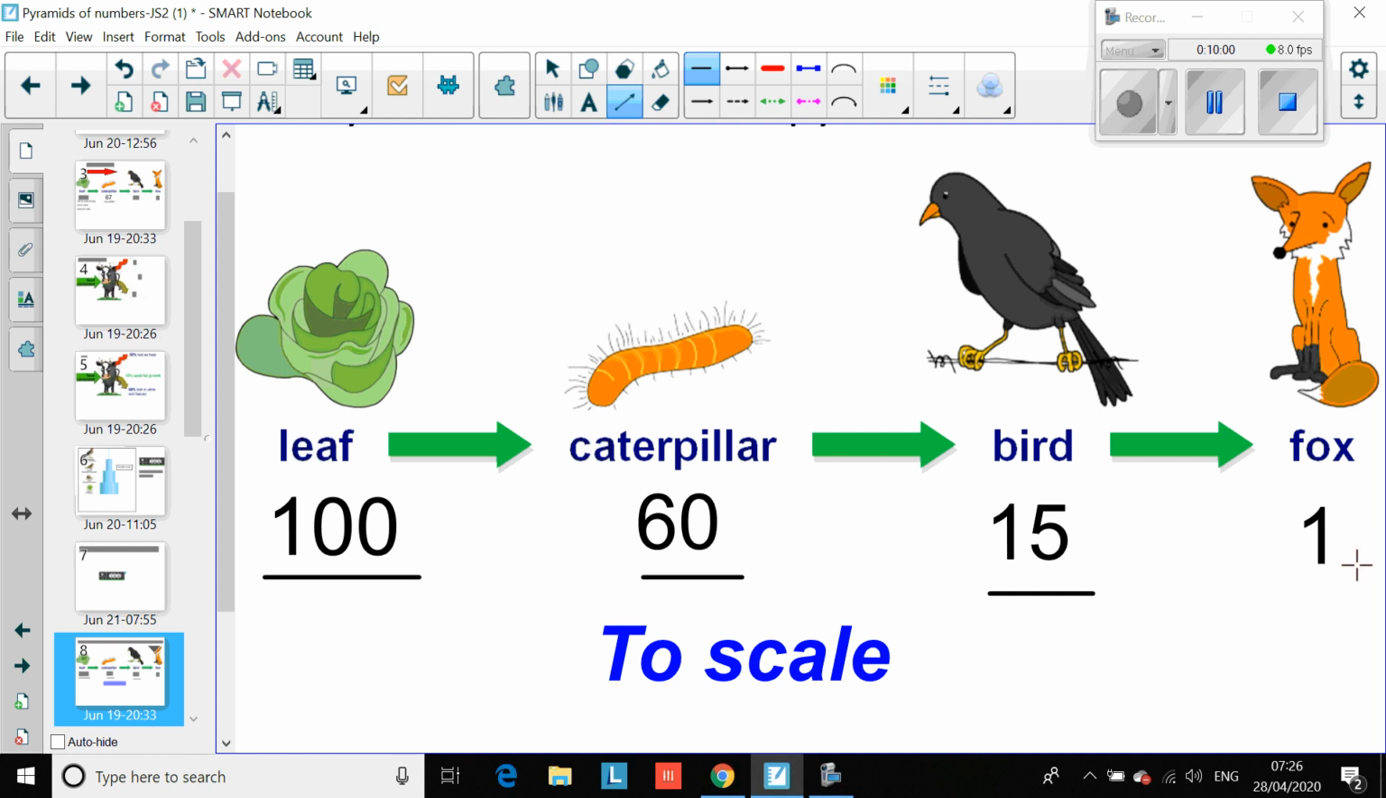15, 1. Okay, so pause the video now and try and draw a pyramid of numbers to scale, and you need to decide what the width is going to be, and it must be accurate. Okay, off you go.